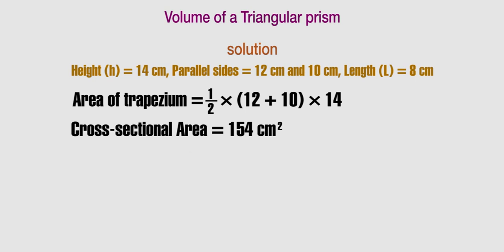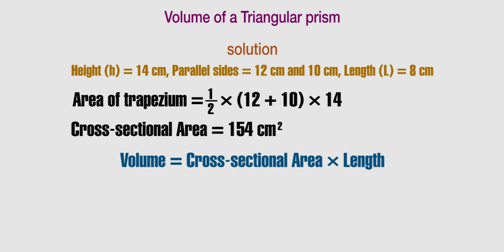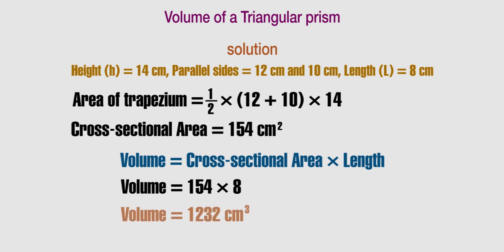Therefore, the volume is equal to the cross-sectional area multiplied by the length. And that will give us volume equals 154 multiplied by 8. And that gives us 1,232 centimeters cubed. Let's take another example.